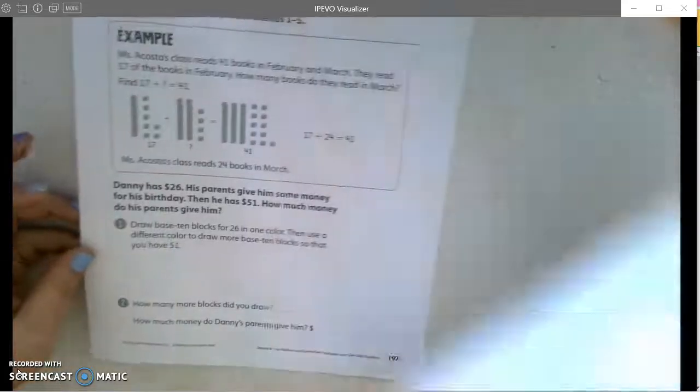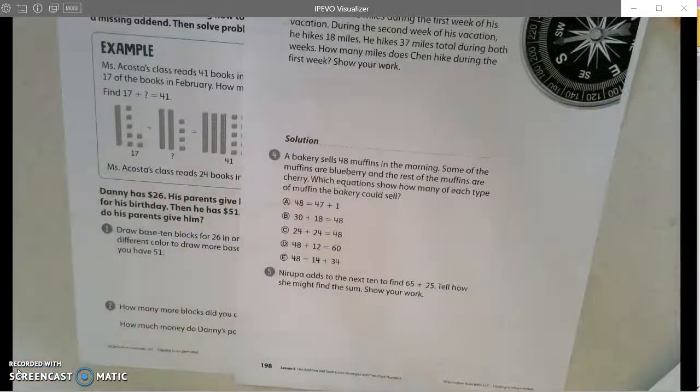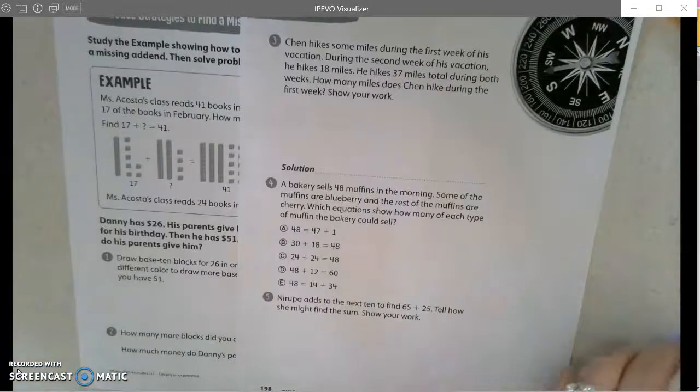What I would like you to do on your own is do practice page 197. There's 1 and 2. And then page 198. I want you to do these two pages on your own.